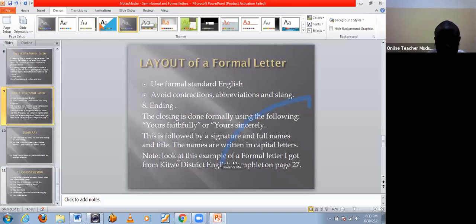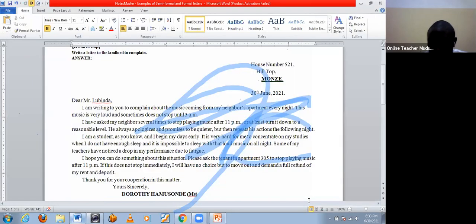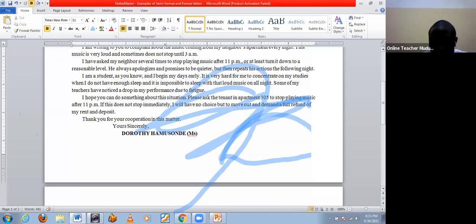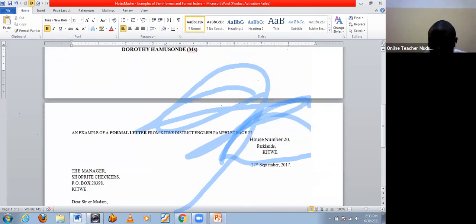Again, I found another example in the Kitwe District's English pamphlet, page 27. There's an example of a formal letter there. Of course, I made a few changes here and there. So let's look at it.